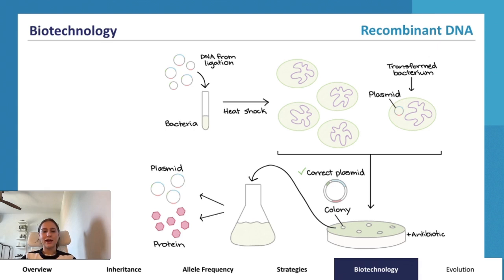By including an antibiotic resistance gene and putting that antibiotic into the plate, we know that the only bacteria that are able to grow are the ones that have the resistance gene because they have taken up the plasmid. So they multiply and they grow. We get a plate filled with these bacteria that we know have the plasmid that we need. And then we can take them off the agar plate and isolate the protein.